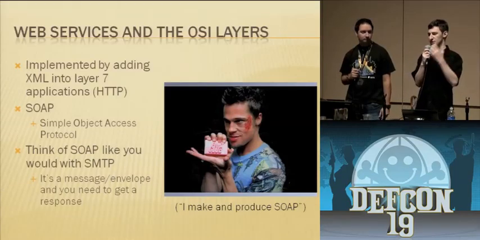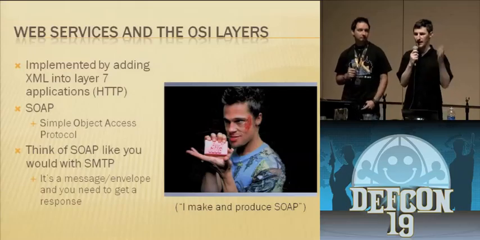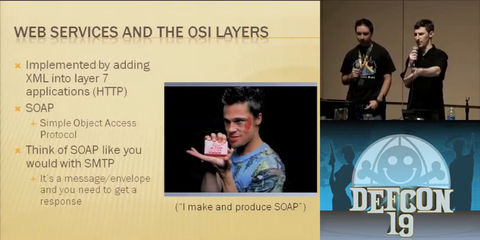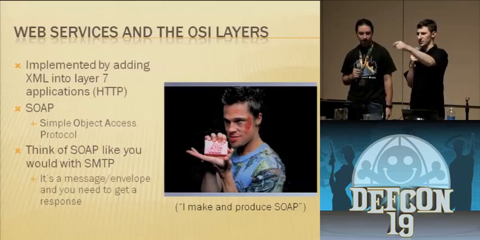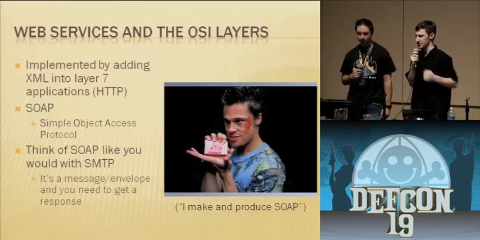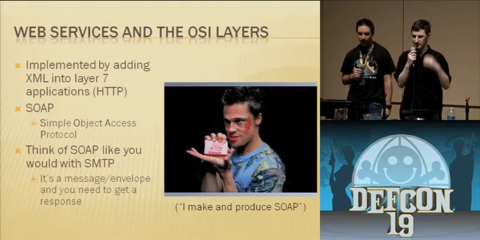So when you think of a SOAP request, think of email, so SMTP, instead of just a web application where you're making a request and getting a response. You could have multiple systems sending the SOAP message or envelope to other systems. So that's sort of the way to start thinking about it.